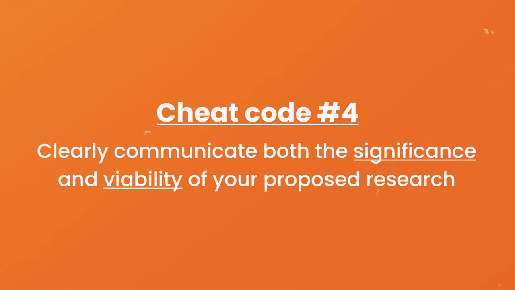All right, so let's talk about cheat code number four. Cheat code number four is that you need to stress both the significance and the viability of your proposed research. So, Dr. E, what do these two things mean, and why specifically are they so important when there's a whole lot of other detail that is perhaps a lot more evident and front and center in a proposal?